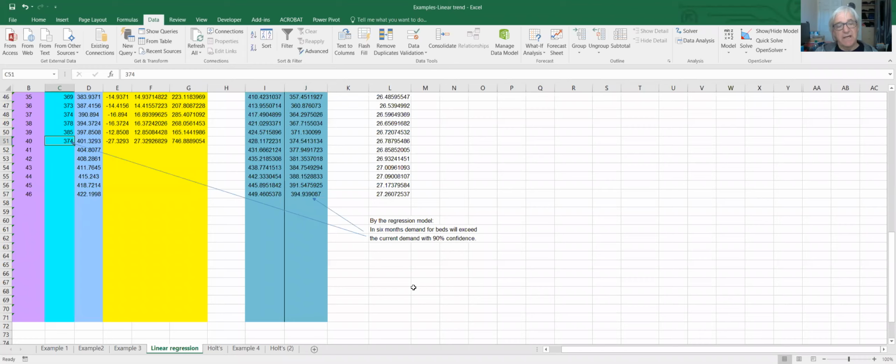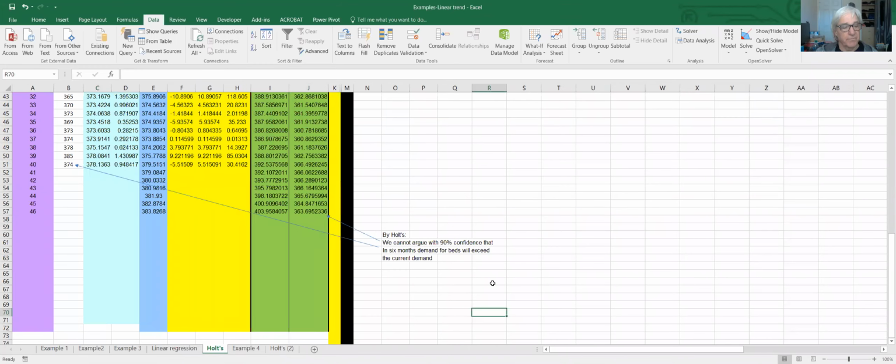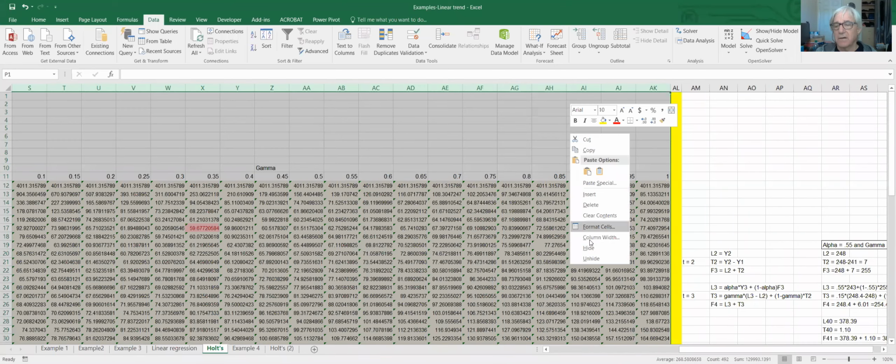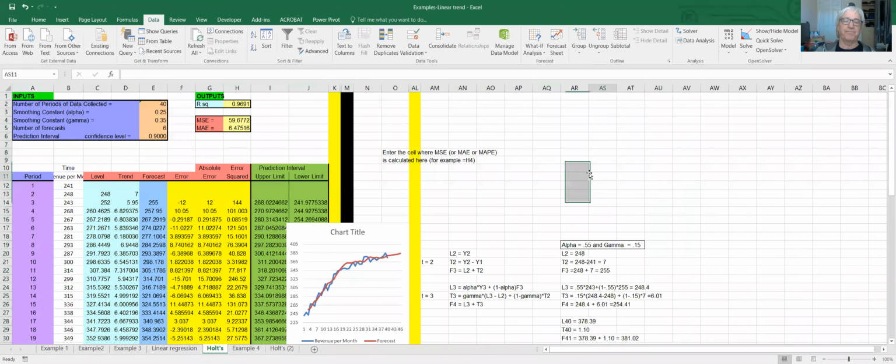So that's for the linear regression. Now I'm going to the Holtz. Same problem. Let me hide this, I don't need it right now.